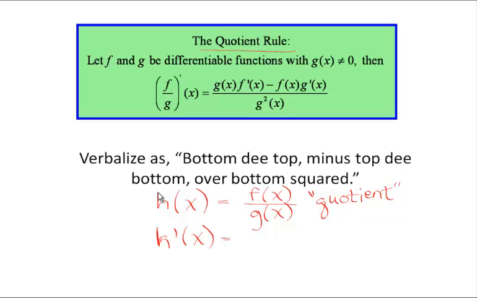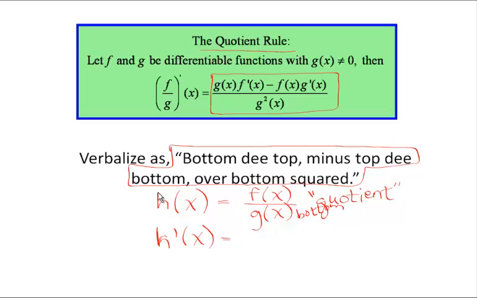The quotient rule has several pieces. The easiest way to apply the quotient rule is to verbalize it. So let's verbalize what we have here. If g of x is our bottom function and f of x is our top function, now we're not using 1 and 2, we're using top and bottom.